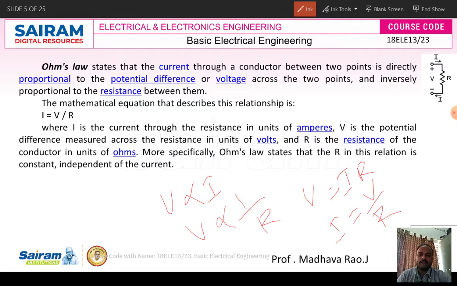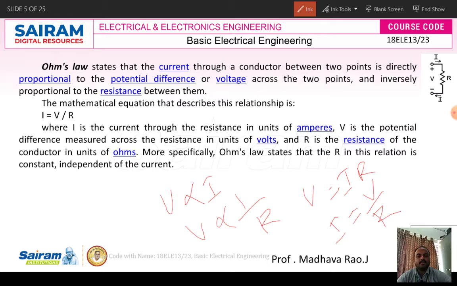Here I is the current through the resistor, and current we are measuring in terms of amperes. V is the potential difference measured across the resistance, its unit is volts, and R is the resistance of the conductor, measured in terms of ohms. So here Ohm's law states that R in this relation is constant, resistance is constant.